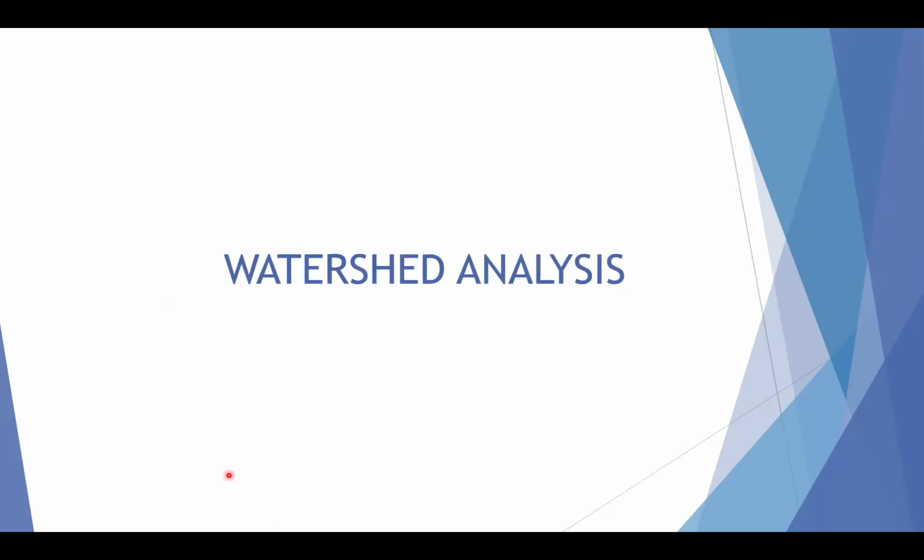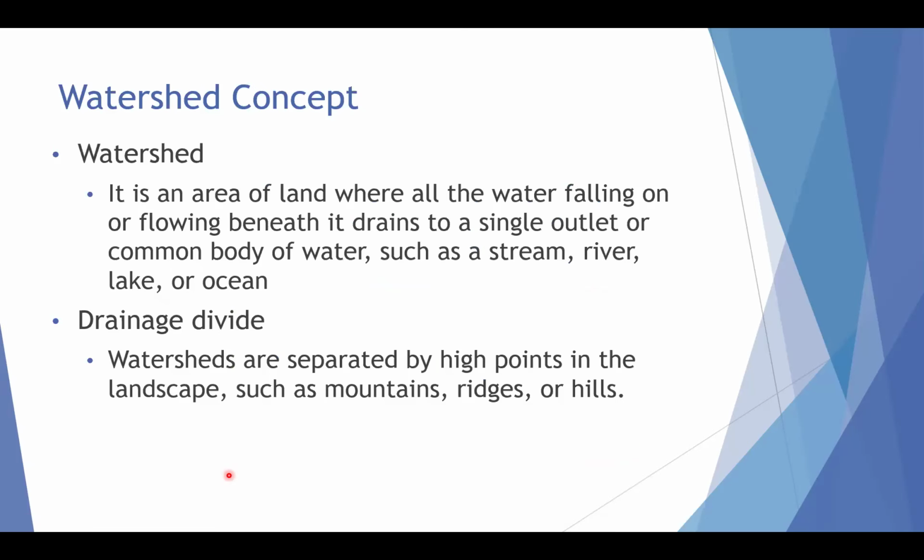Right. Now we will move on to the watershed analysis. What is a watershed? A watershed is an area of land where all the water falling on it or flowing beneath it drains to a single outlet or a common water body. It may be a stream, river, lake, or ocean. So that is a watershed.